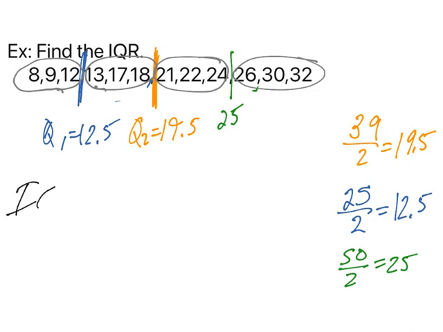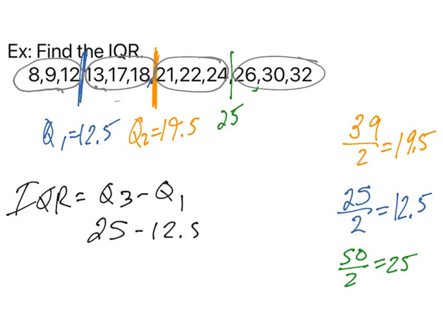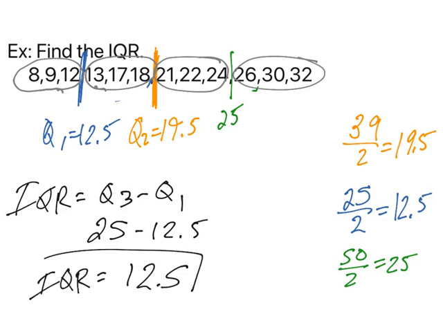So now I can find my IQR. Interquartile range is, remember, Q3 minus Q1. So 25 minus 12.5. And so for this data set, my interquartile range is 12.5.